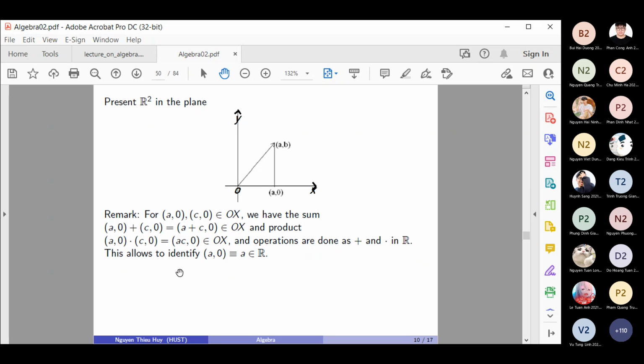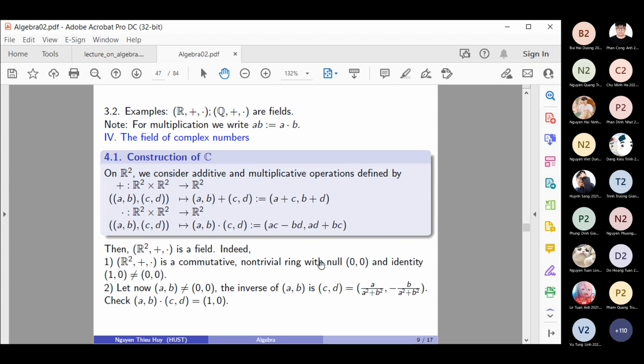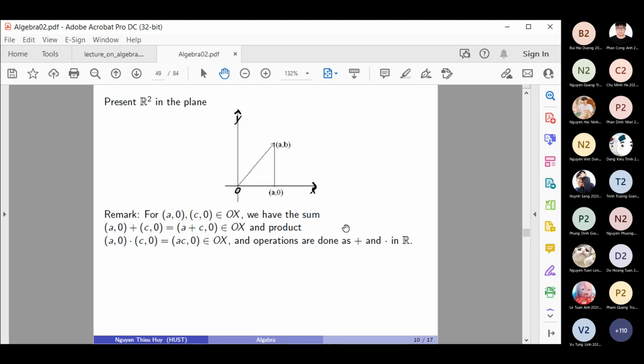And now we take the number i as follows: (0,1). So the number i should be somewhere here, right? And compute i squared. So i squared means that I multiply i by i, so (0,1) multiplied by (0,1). Using this formula here, we obtain 0 minus 1, and the second component is 0. So we obtain (-1, 0). But using this identification that we had here, this is identified with -1. So you see, i squared is identified with -1.